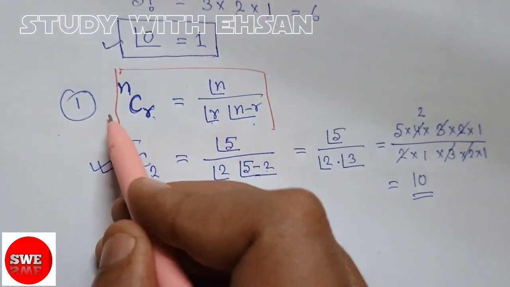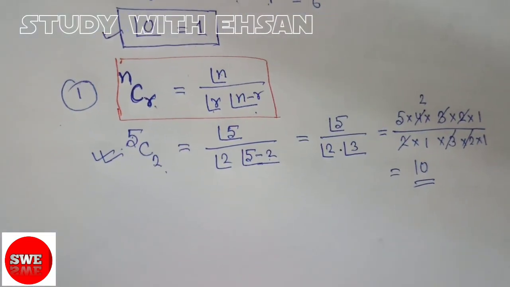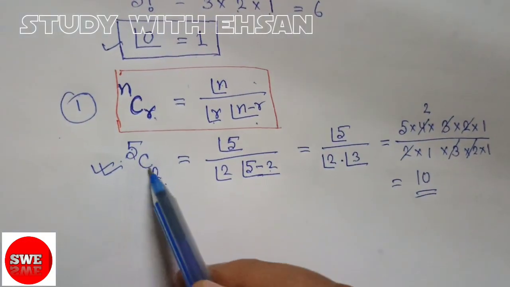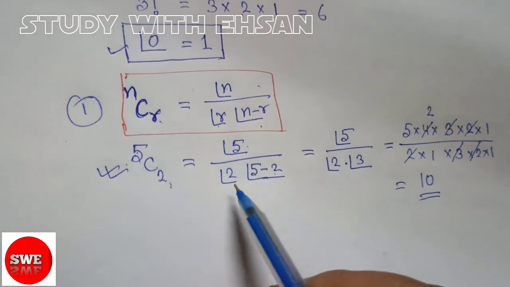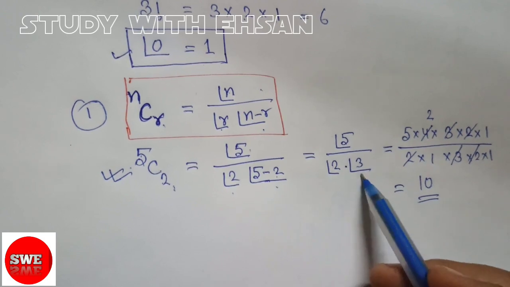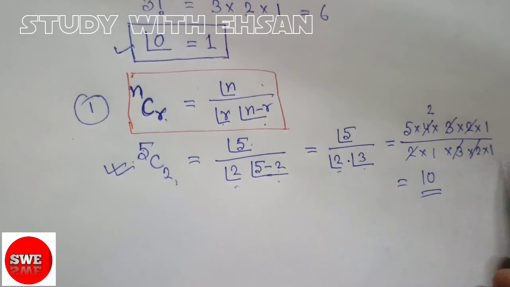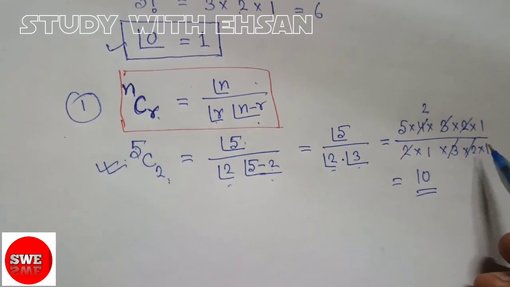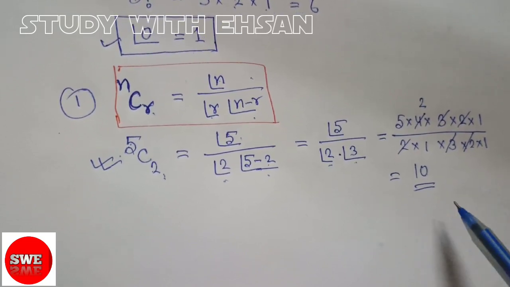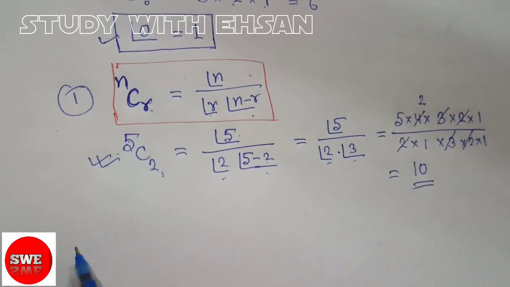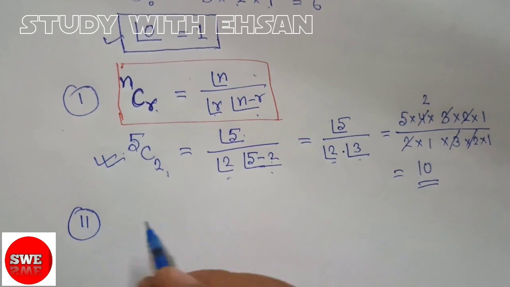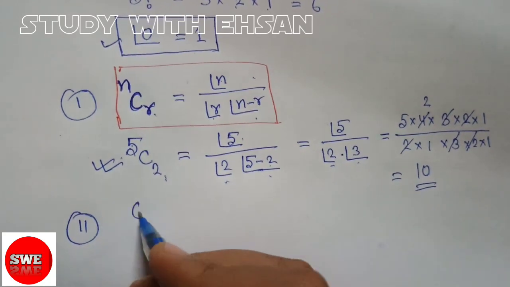You calculated the value of 5C2 here using this formula. Which formula? Using the formula of nCr: factorial n upon factorial r into factorial n minus r. Then 5C2 is factorial 5 upon factorial 2 and factorial 5 minus 2. And now 5 minus 2 is 3, I have factorial 2 as it is, and expanding as per the factorial, this is the number: 10.